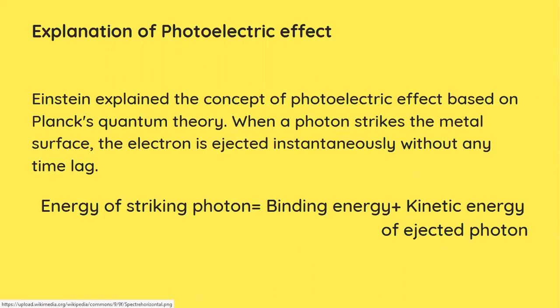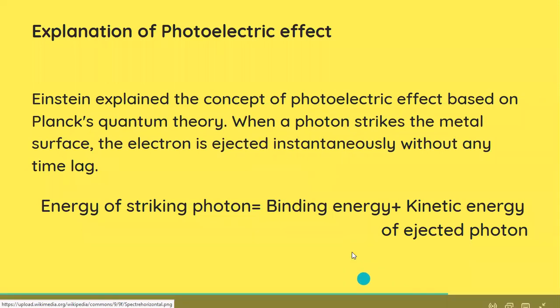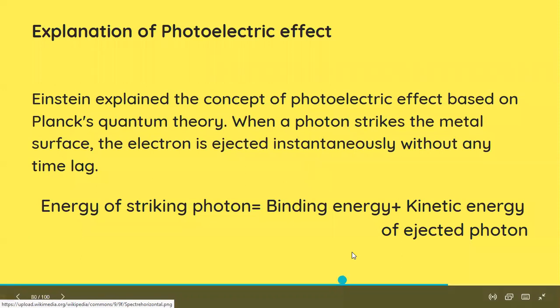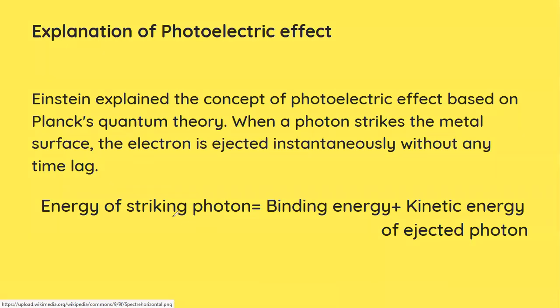The second is the photoelectric effect. It was Einstein who actually explained the concept of the photoelectric effect based on Planck's quantum theory. When a photon hits the metal, electrons are ejected instantaneously. This is something we know. So here, the energy of the striking photon is equal to the binding energy plus the kinetic energy of the ejected electron.